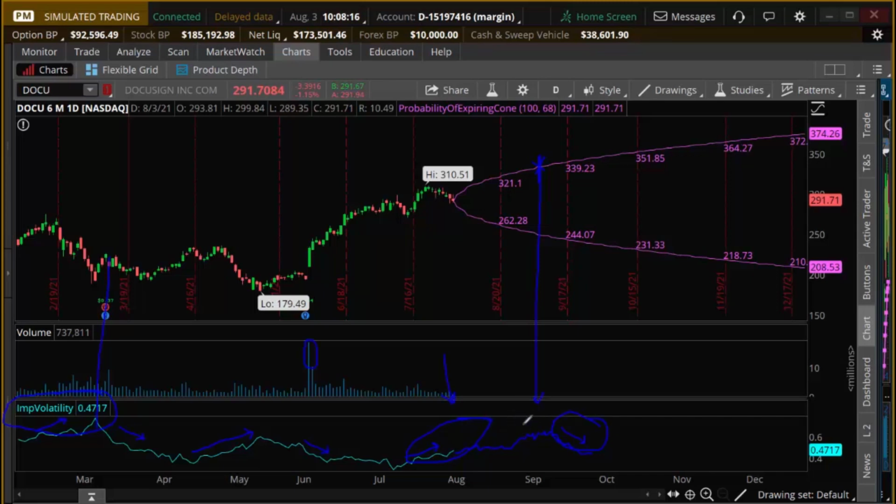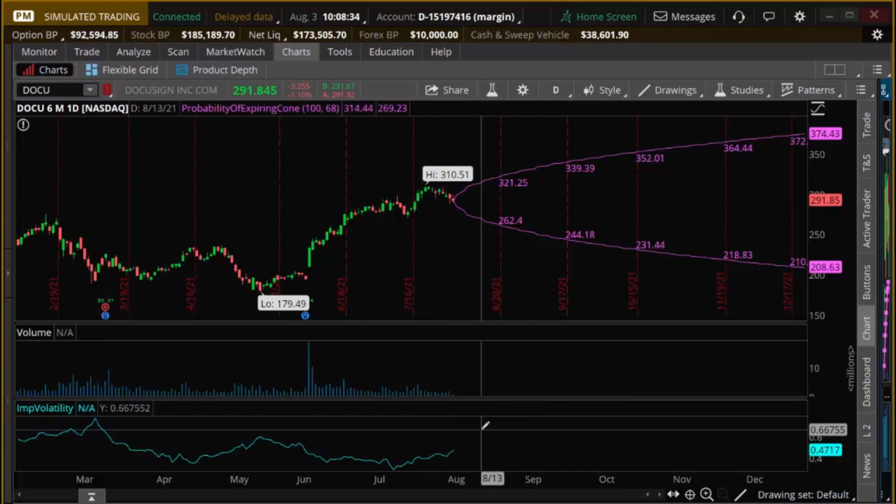Probably plan my trade to maybe get out pre-earnings. Exit the trade, move on. Hopefully I've got some profit to show for it based on price move and based on the implied volatility increases. So we want to own it as implied volatility is rising.